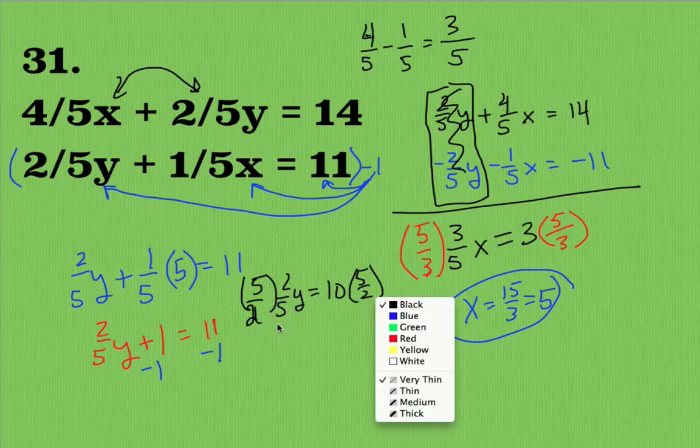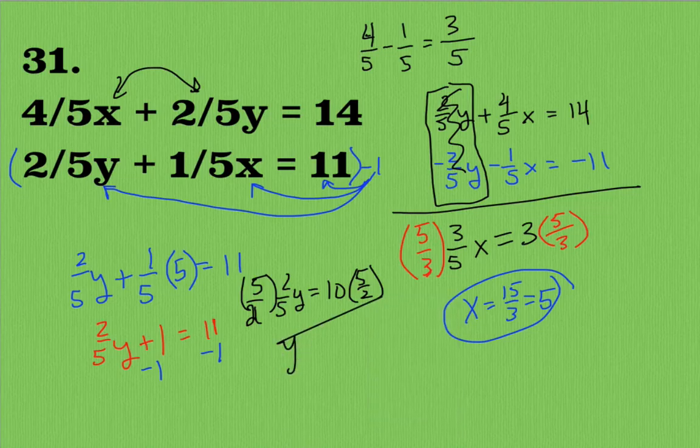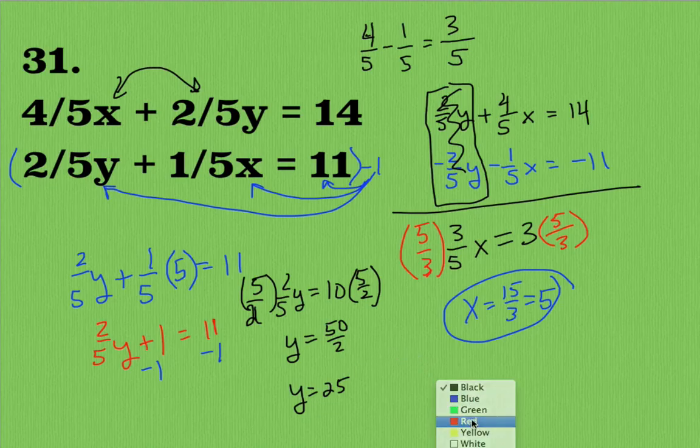So I end up with, on one side, a y equals 5 times 10 is 50 over 2. So my y is 25. So there is my answer right here. It is x 5, y 25.